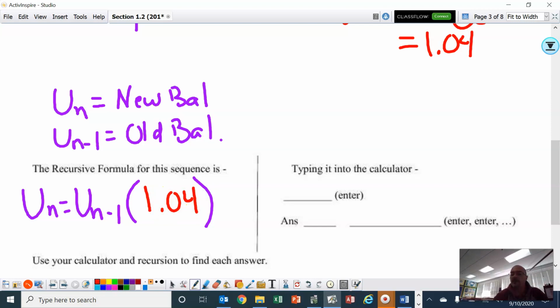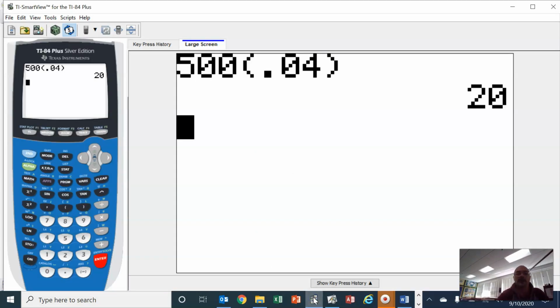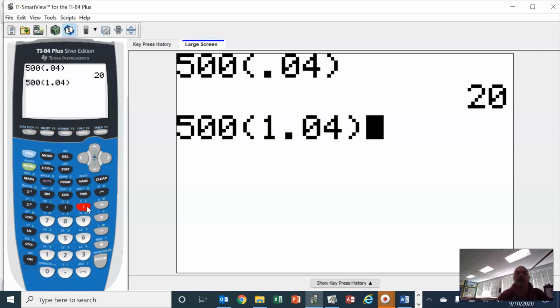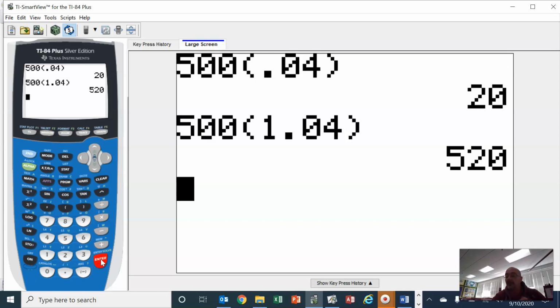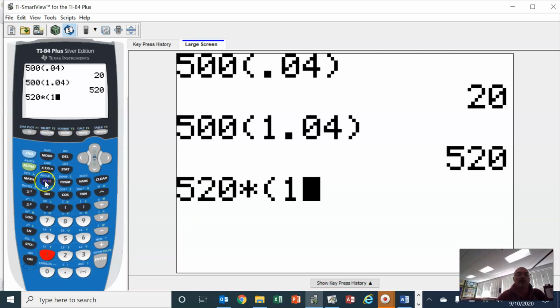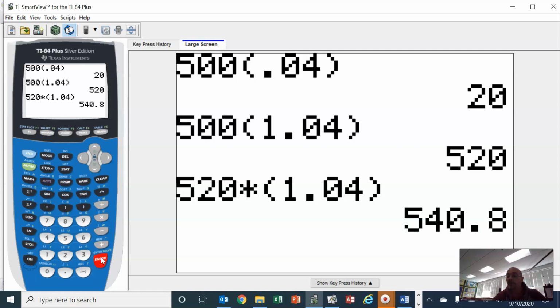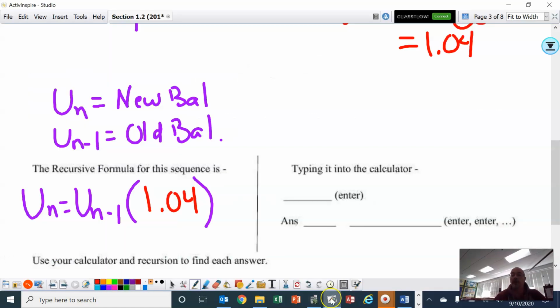All right, let me demonstrate that. And you could practice this too. If I take 500 times 1.04, ladies and gentlemen, that gives us the total, 520. If I take 520 times 1.04, I get the $540.80. Cool. All right.